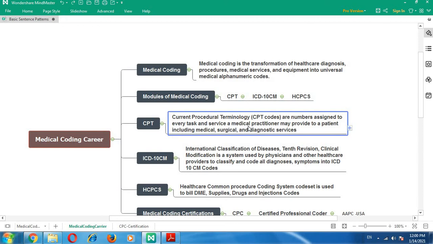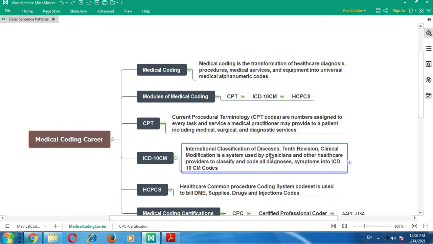All right. The next module is the ICD-10 CM module. It is the International Classification of Diseases, 10th revision, Clinical Modification system. It includes all the diagnosis codes, all the symptoms, all the diseases and disorders of the patient. All these diseases, disorders and symptoms are converted to alphanumeric format codes in ICD-10 CM. So this module includes all the diagnosis codes.